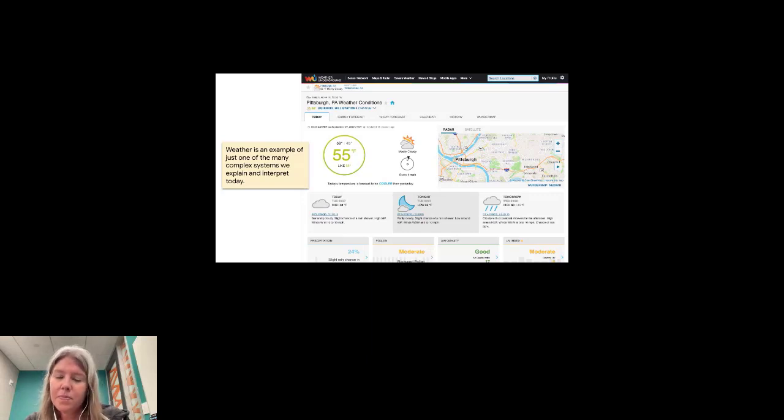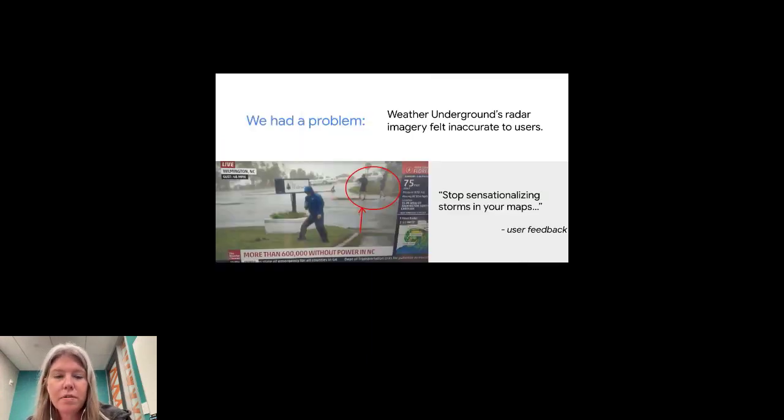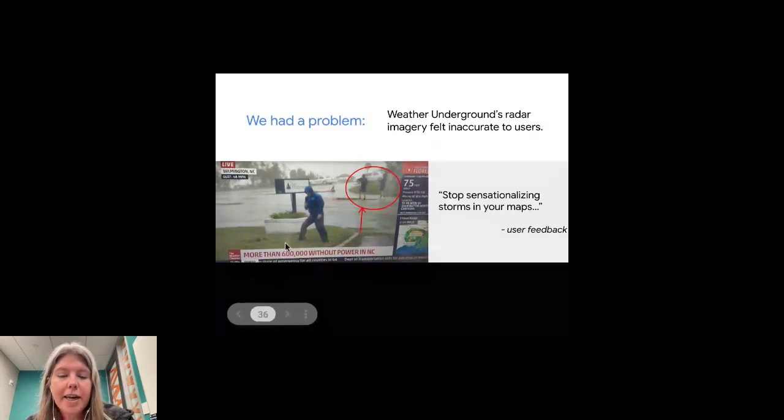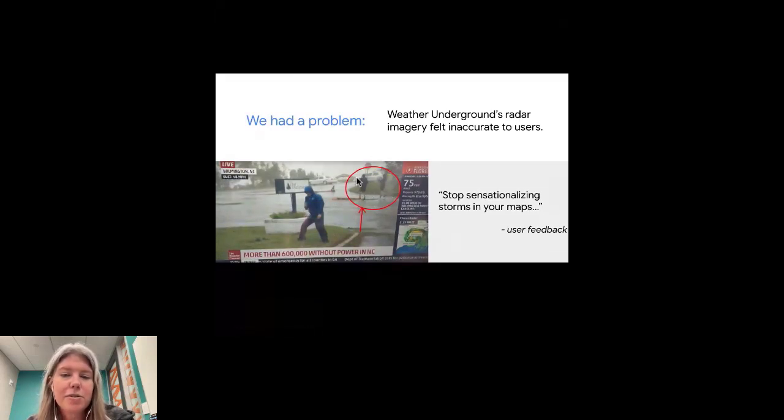When I worked at Weather Underground, we did a lot of work on the information visualization of our product. And one time we had a problem. I don't know if you've ever seen images like this, but every once in a while there'll be something like a hurricane, and you'll see these news images of a meteorologist hanging out in a storm, and they look like they're being blown over. But meanwhile, in the background, there's just two guys going to play basketball, like it's no big deal.